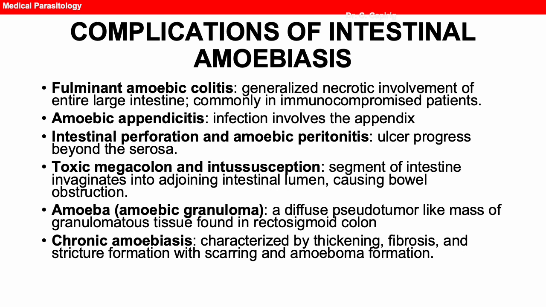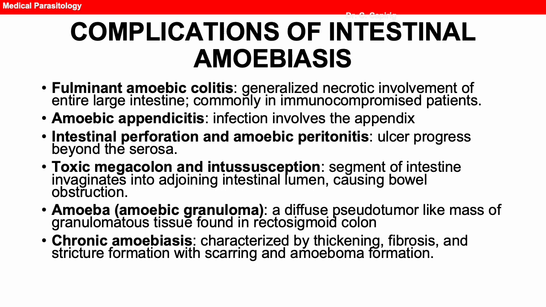We have several complications of intestinal amoebiasis. These are the fulminant amoebic colitis, amoebic appendicitis, intestinal perforation and amoebic peritonitis, toxic megacolon, and intussusception, amoeboma, this is amoeboma not amoeba, or amoebic granuloma, and chronic amoebiasis.